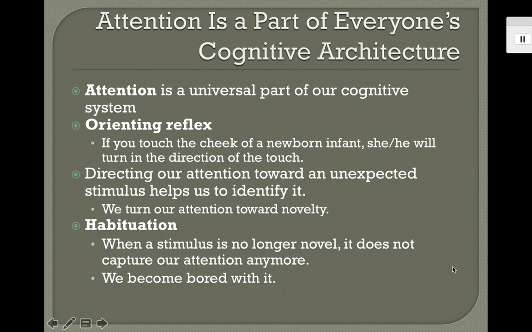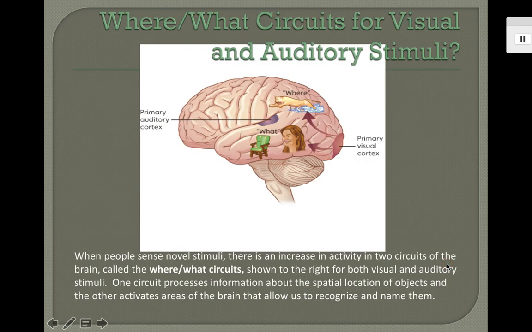...to us whenever it is that we encounter new information. Well, researchers have been able to identify that whenever we encounter novel stimuli, ultimately we find that there is an increase in two circuits of the brain. These two circuits are what we've called the where and the what circuits, and ultimately what the where and the what circuits are able to do for us is tell us location information as to the where part. So in other words, where in my world is this stimulus coming from?